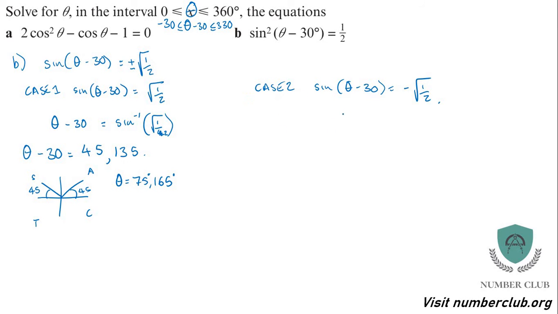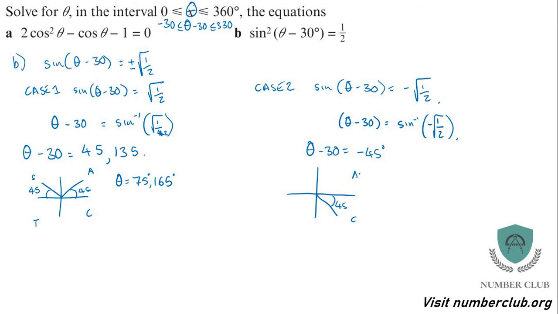Case 2, probably a little bit more tricky. You've got theta minus 30 is equal to inverse sine of negative root 1/2. Okay, so let's take a look at what that looks like. So we've got inverse sine of negative root 1/2, which comes out as negative 45. So we get theta minus 30 is equal to negative 45 degrees, which falls outside of our domain here. Okay, negative 45 will be down like that.